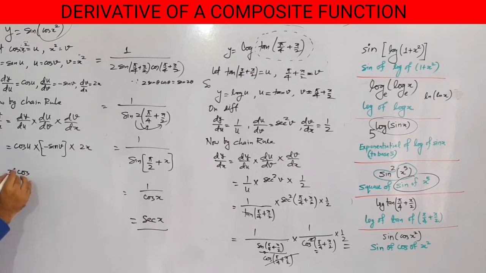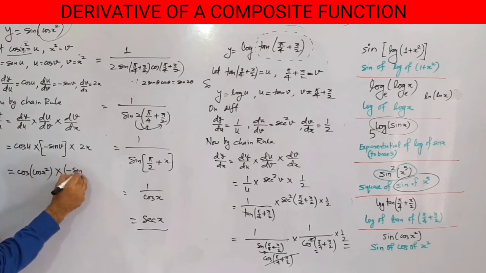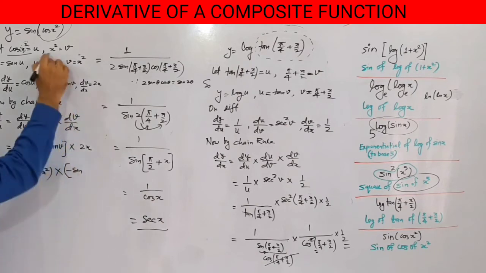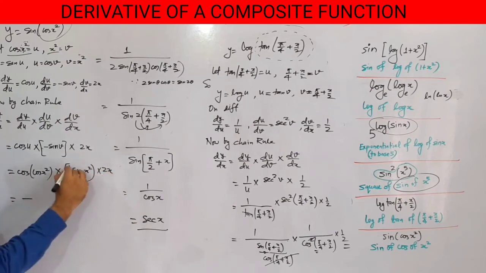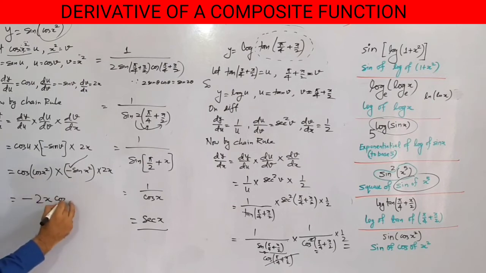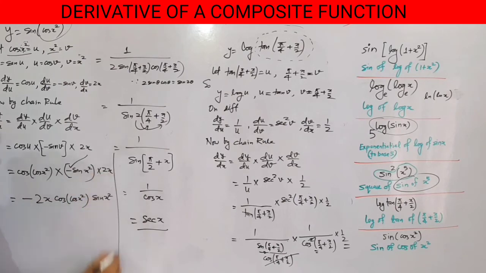Cos of u will be replaced here by cos of x square. So cos of cos x square into minus sin of v, which is actually x square, so sin of x square, into 2x. So finally there is a negative sign. Now 2x cos of cos x square into sin of x square. This is the final answer.